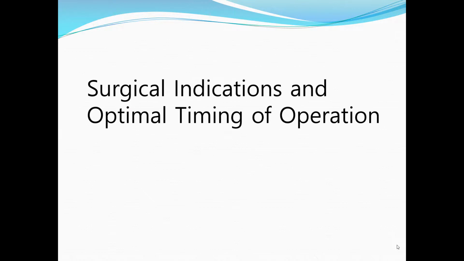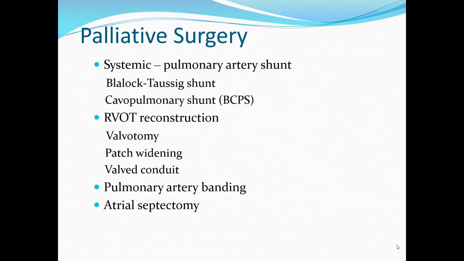Surgical indications and optimal timing of operation. We divide surgery for congenital heart disease into either palliative surgery or corrective, or definitive, surgery. Palliative surgeries include systemic pulmonary artery shunt, right ventricular outflow tract procedures, pulmonary artery banding, and atrial septectomy. These are some forms of palliative surgery.